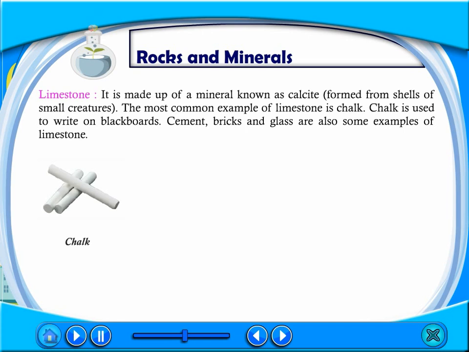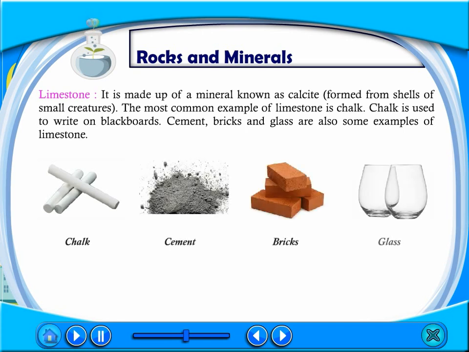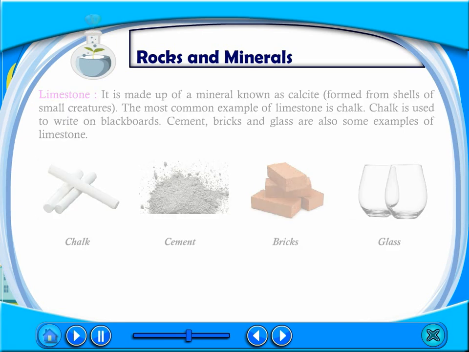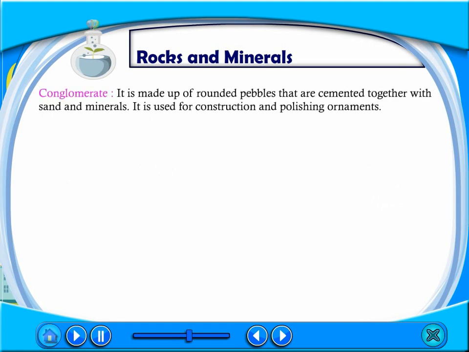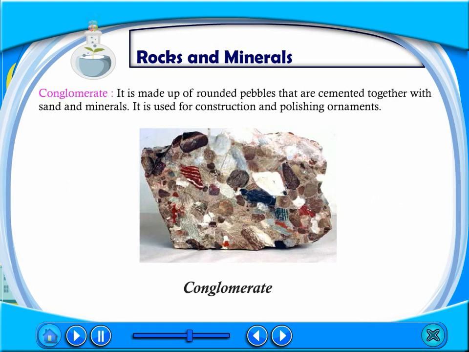Limestone. It is made up of a mineral known as calcite, formed from shells of small creatures. The most common example of limestone is chalk. Chalk is used to write on blackboards. Cement, bricks and glass are also some examples of limestone. Conglomerate. It is made up of rounded pebbles that are cemented together with sand and minerals. It is used for construction and polishing ornaments.